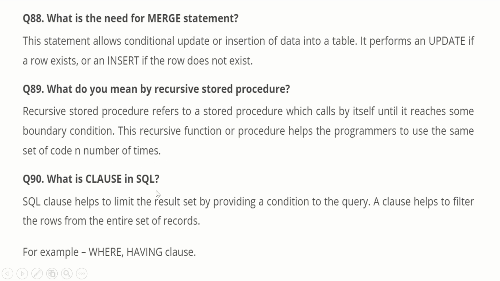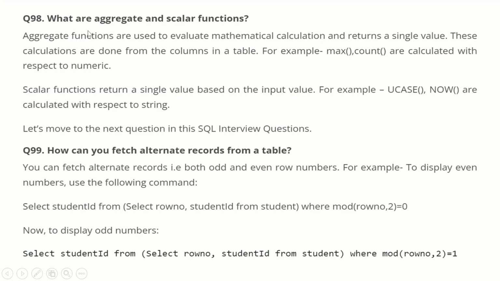What is a clause in SQL? A SQL clause helps to limit the result set by providing a condition to the query. The clause helps to filter the rows from the entire set of records, for example the where and having clauses. The next one is, what are aggregate and scalar functions? Aggregate functions are used to evaluate mathematical calculations and return a single value. These calculations are done on the columns in a table, for example max and count, calculated with respect to numeric values. Scalar functions return a single value based on the input value, for example ucase and now, calculated with respect to strings. Let's move to the next question.